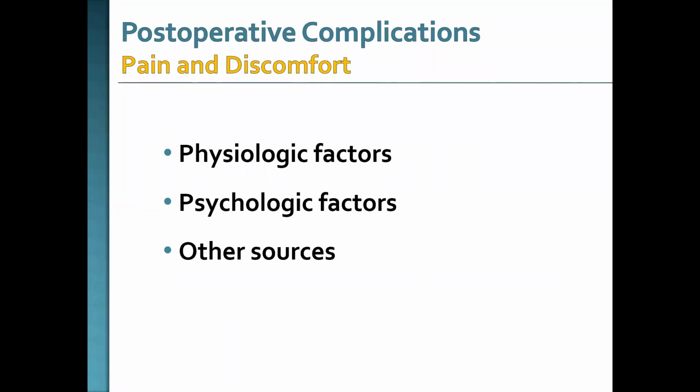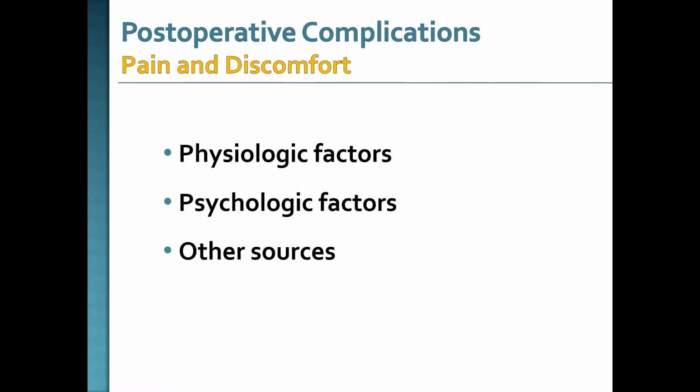Physiologic factors include irritation of the skin and underlying tissues by incision and retraction during surgery. Reflex muscle spasms, positioning during surgery, and placement of various tubes may also contribute to pain and discomfort. Psychological factors include fear and anxiety. Other sources of discomfort include nausea and vomiting, environmental noises, noxious odors, and shivering.